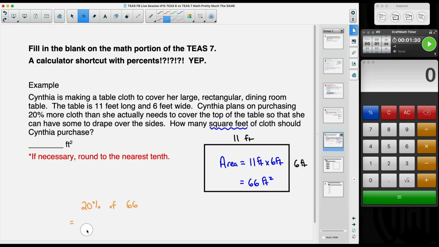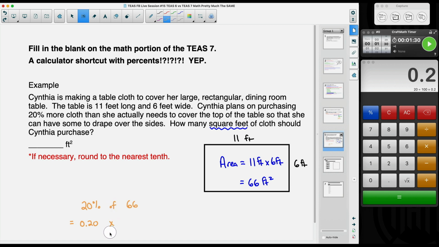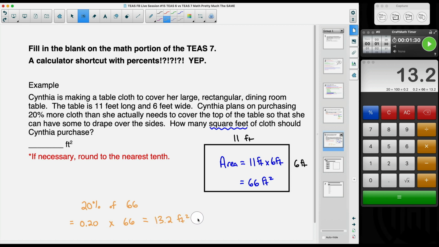Now, the way I've always taught this in the past: convert your percent to a decimal, and either you move your decimal 2 places to the left, or you can take that percentage and divide it by 100. So we get 0.2 or 0.20. We want 20% of, a very common time when you can multiply, 66. So let's do that. Let's take 20%, that's 0.2, times 66, press enter. This is how much extra she's going to need.